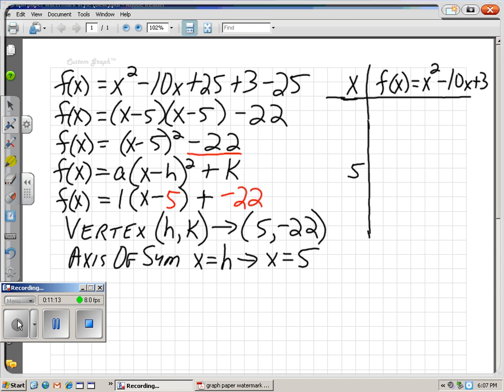Okay, next is the table. See if you guys can pause the video and figure out what's coming next. My vertex is definitely going to be one of my points in my table. So 5, negative 22 is definitely going to be in my table. And remember, the instructions say pick a couple points to the left. Well, on the number line to the left of 5 is 4 and 3. And a couple points to the right. So a couple numbers to the right of 5 would be 6 and 7. And now I'm going to do all the calculations. Why don't you guys pause the video and do the calculations for the table.